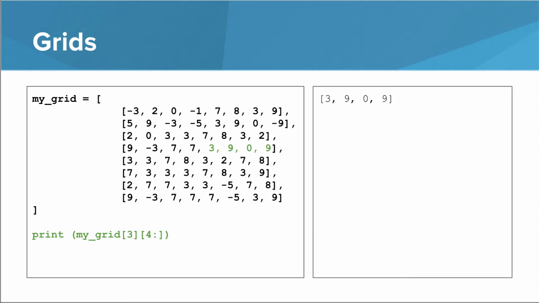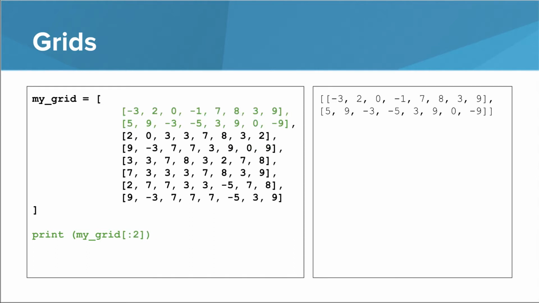In this example, we take the list at index 3, and then we take a slice in that list, starting at index 4. We can also just take a slice of the whole grid. In this case, we take all the things up to but not including index 2 in our grid. This results in a list of lists that is smaller than our original list of lists.